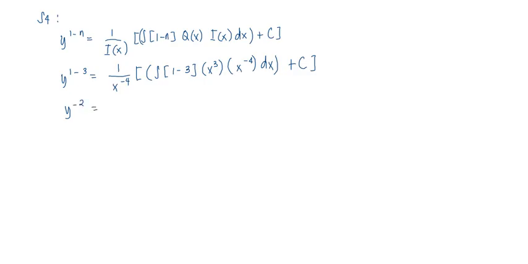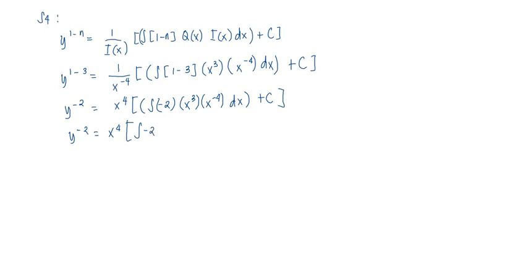y raised to negative 2 equal to 1 over x raised to negative 4. You just rewrite it as x raised to 4 times the integral of negative 2 x raised to 3 times x raised to negative 4 dx plus c. Then the exponents combine, 3 plus negative 4, so it would now be x raised to negative 1.